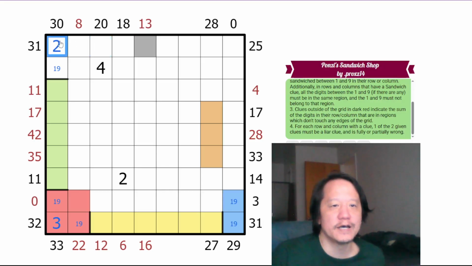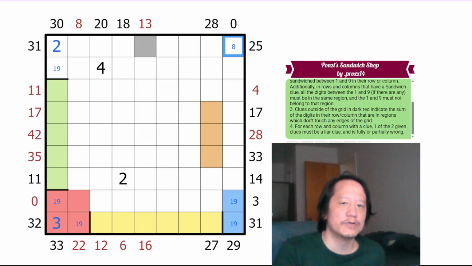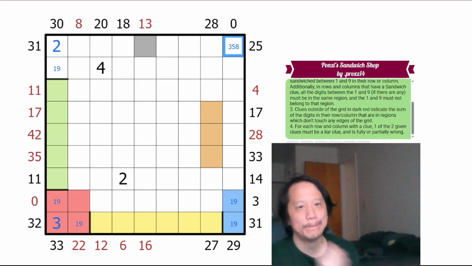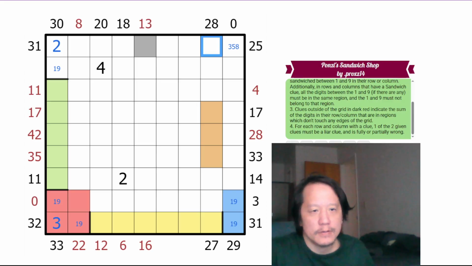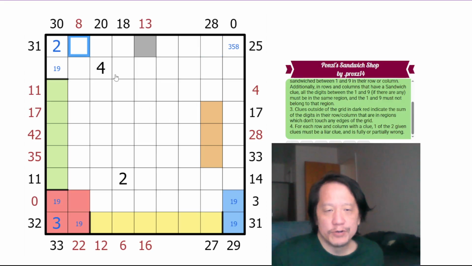So this cannot ever add up to 31 in between the sandwich because that would require 2 on the outside and another 2 on the outside. So it must be 10. So it's either 2, 8, or it's 2, 3, 5 outside. Obviously, 1 and 9 cannot be here. So this is going to be either 8 or 3 or 5 here. So this could be 1 or 9, or this could be 1 or 9. We don't know.